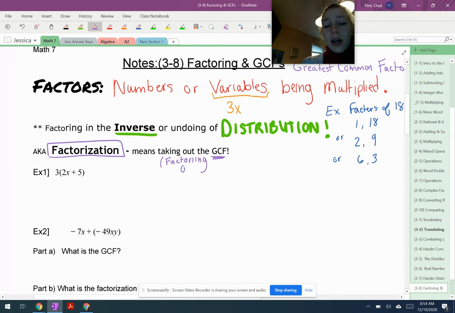Factoring out. That's what we mean by taking or factoring out the GCF. And you'll see what that looks like in the next example, or the first example.